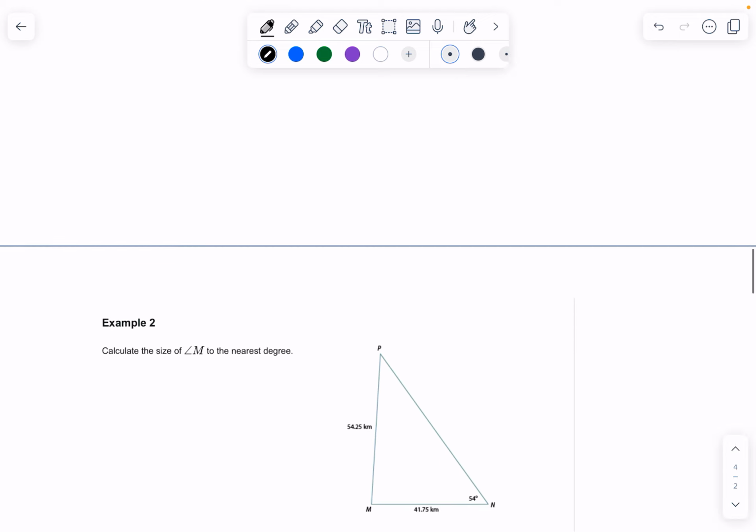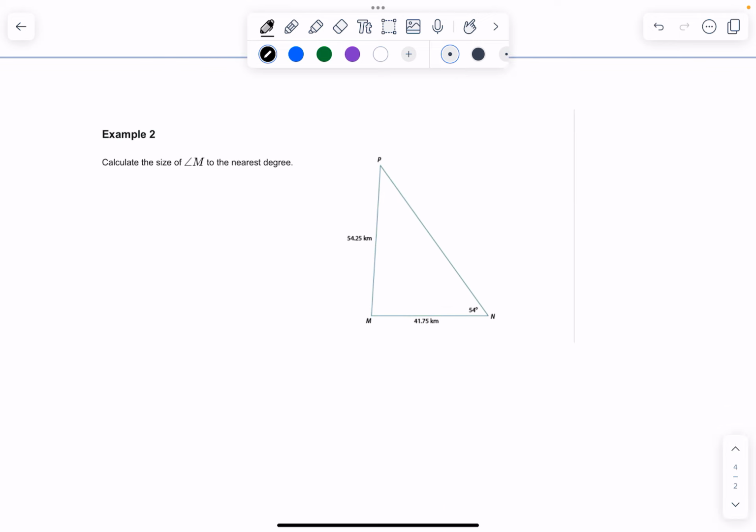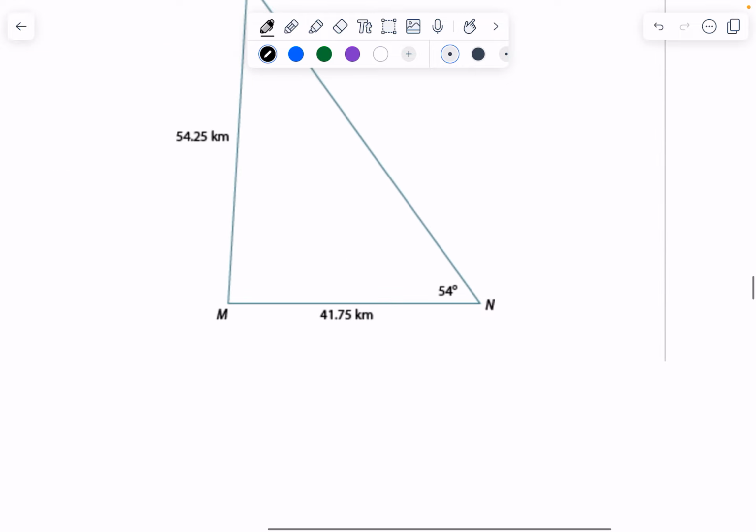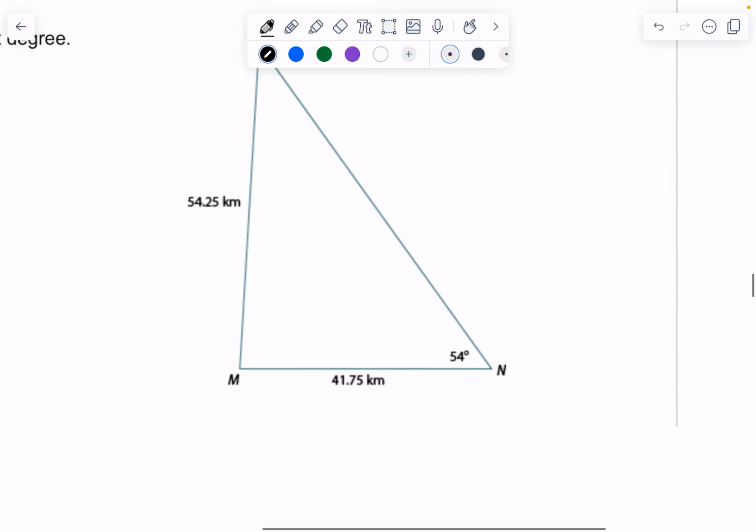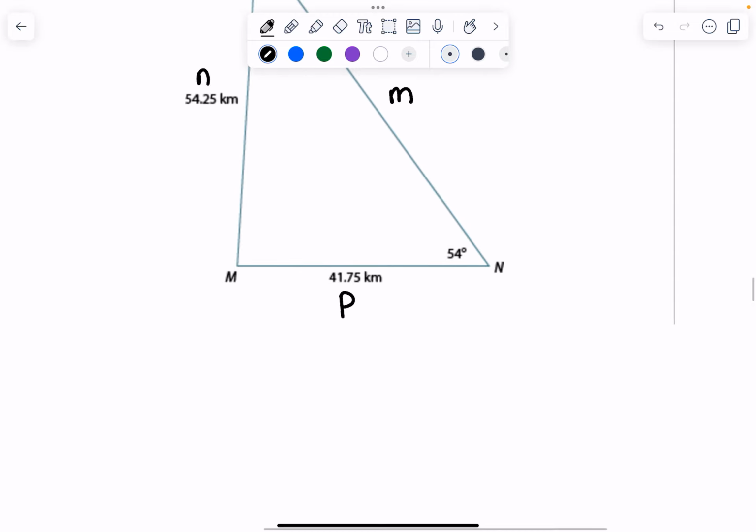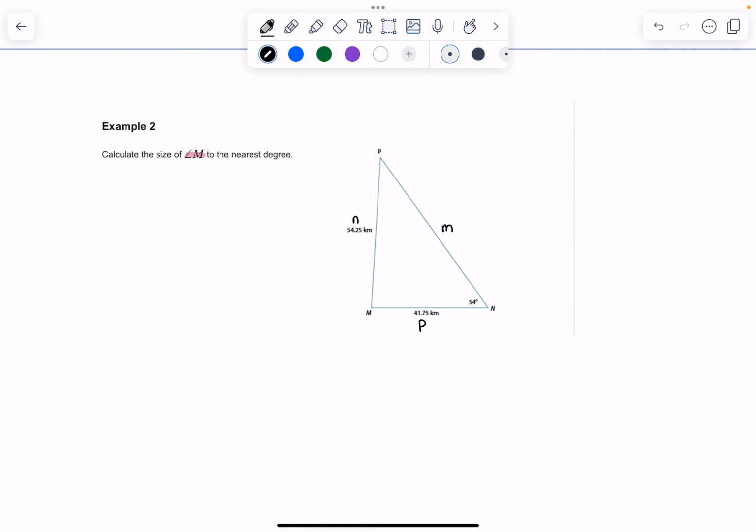All right, this one's a little bit more tricky. We're asked to calculate angle M. Now, what you'll notice is if we label everything up, the only pair of information we have is in relation to N. N as in Nancy. So when we label up, we are given 3 pieces of information, but neither of them are related to the angle M or the side length of M. So we're going to have to do a couple of different things.